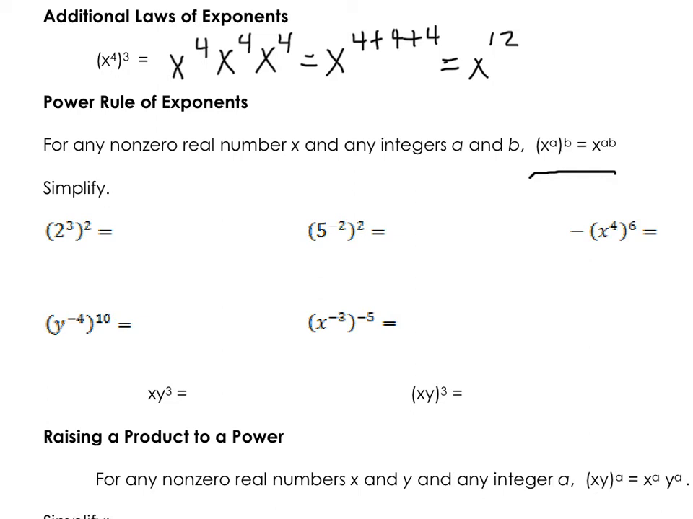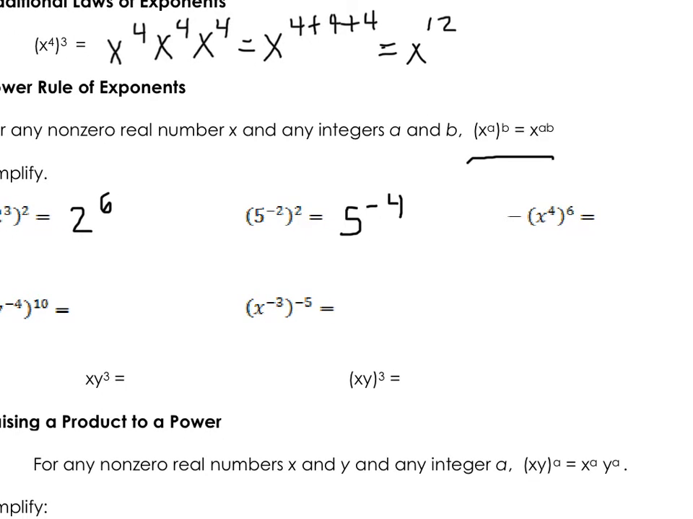So that gives us 2 to the third squared. We multiply the exponents, 2 to the sixth. 5 to the negative 2 squared, you multiply the exponents, 5 to the negative 4. Negative x to the fourth to the sixth. The negative is out front. Neither of the exponents apply to it. We have x to the, we need to multiply those exponents, 24th power.